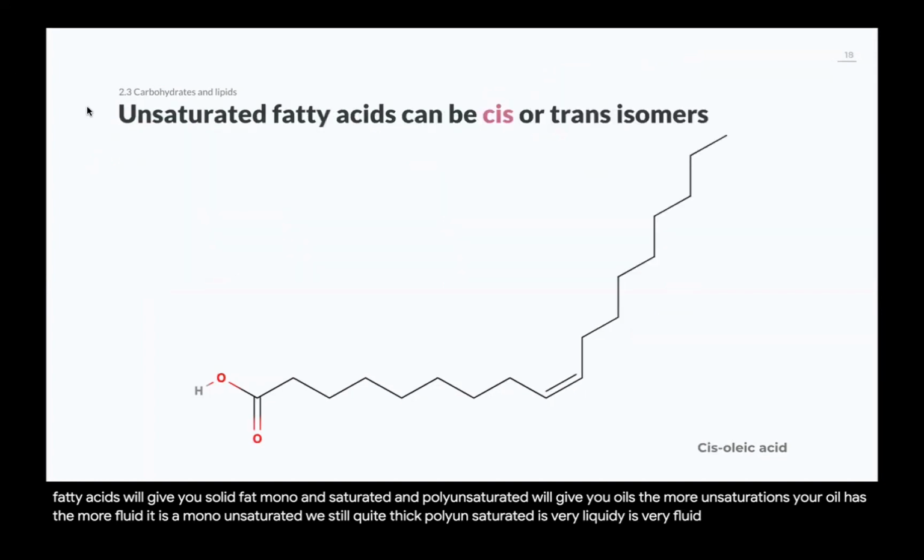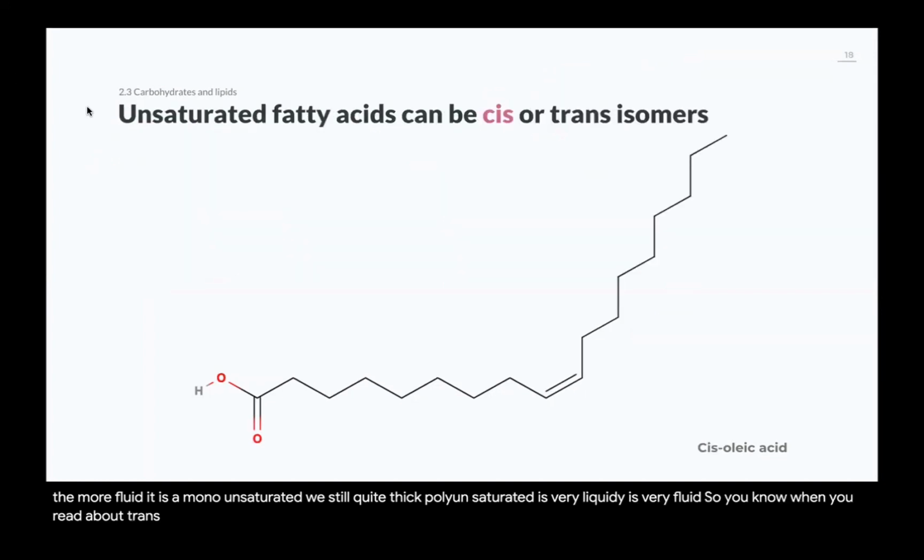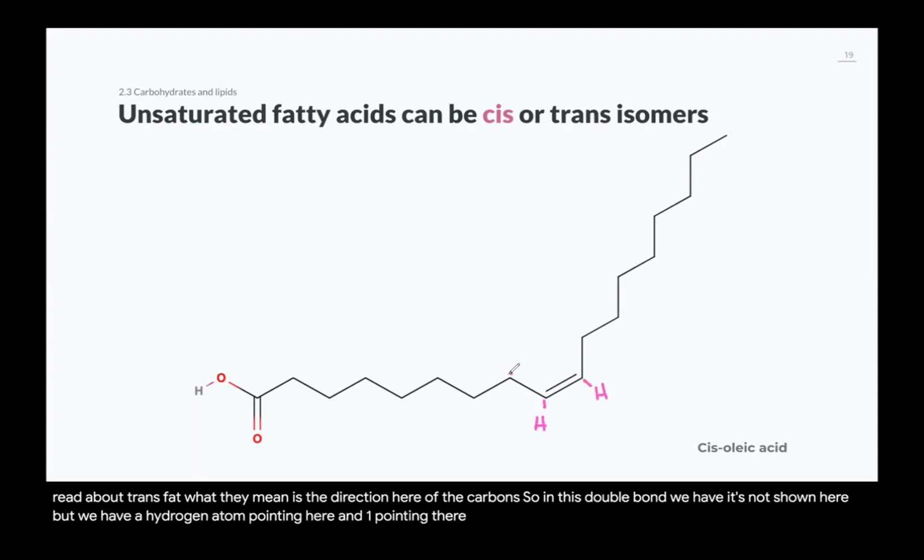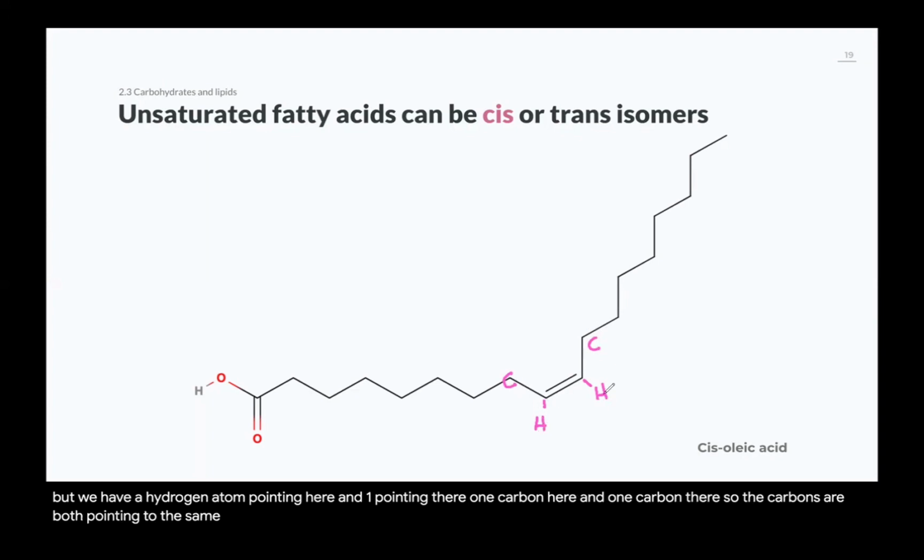And just so you know, when you read about trans fat, what they mean is the direction here of the carbons. So in this double bond, it's not shown here, but we have a hydrogen atom pointing here and one pointing there, one carbon here and one carbon there. So the carbons are both pointing to the same side, the hydrogens are both pointing to the same side. So because they are to the same, they are cis.